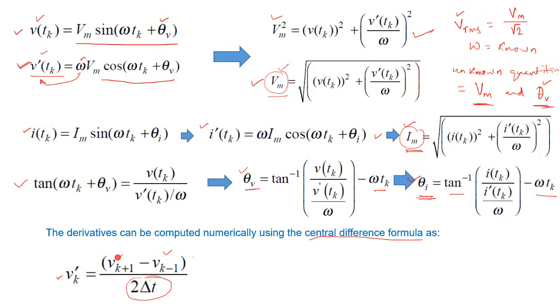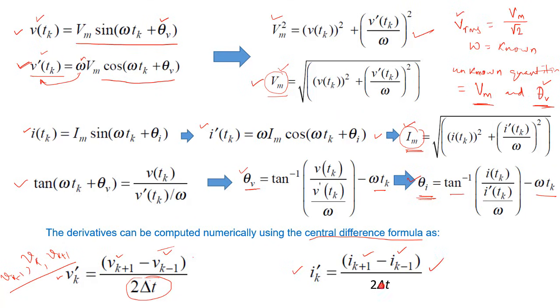So if I know these samples, Vk plus 1 and Vk minus 1, then I can easily find this Vk dash. After knowing this, I can substitute Vk and Vk dash, or V dash tk, just by substituting in these equations. I can find the magnitude of voltage and current, and the phase angle of voltage and current respectively. Similarly, Ik dash also I can find from these samples, Ik plus 1 minus Ik minus 1 by twice delta t.